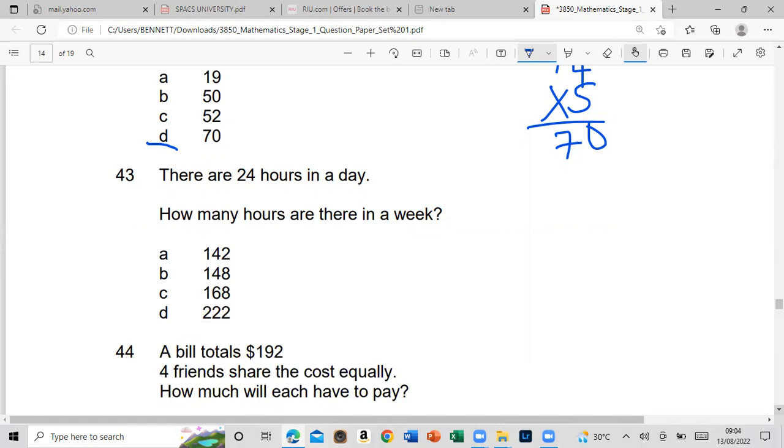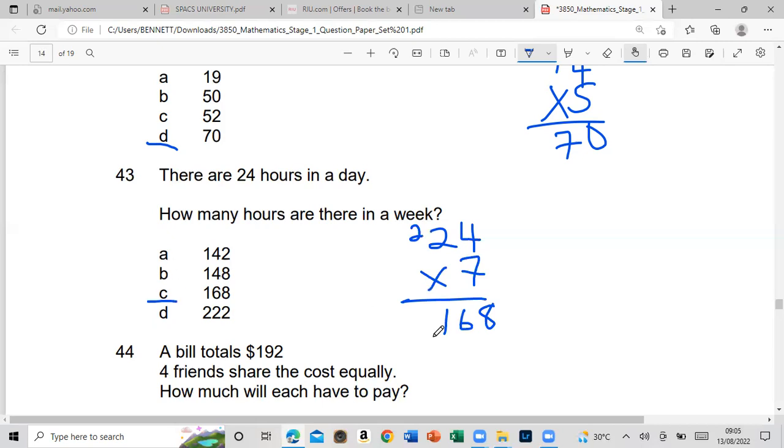Sir, 168. All right. What did you multiply it by? 7 times 24 times 7. Very good, because there are 7 days in a week. So 7 4s, 28. 7 2s, 14, and that's 16. Very good. So that's 168.